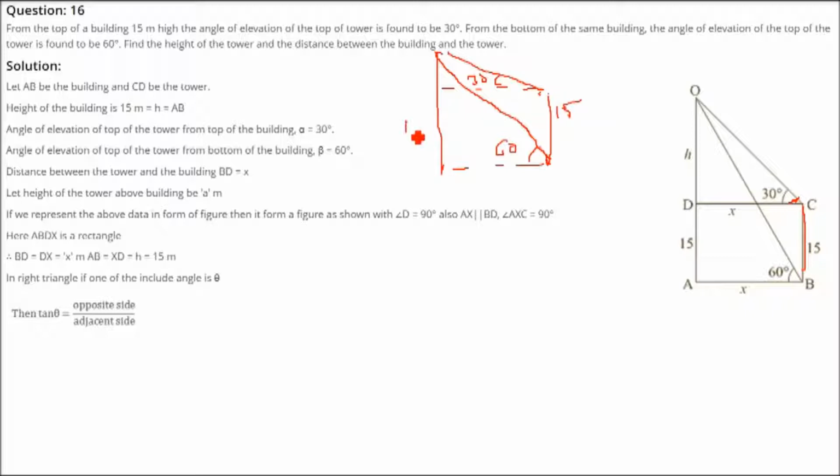And the height of the building is 15. So this will also be 15 from here to here. Let us take h from this point to this point. So we have to find h plus 15, that is the height of the tower, and let us take the distance as x. So x and h plus 15 we have to find out.